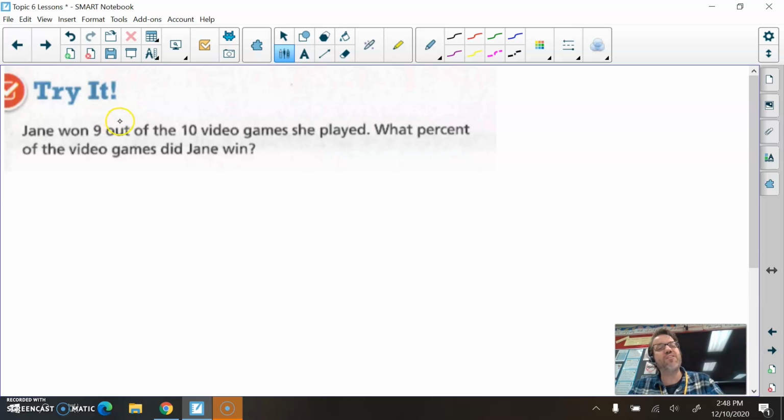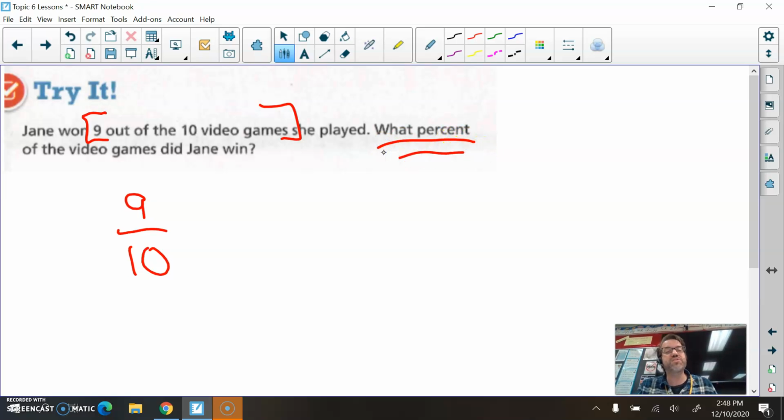Whenever you have a comparison of numbers like this, you can write it in fractional form. 9 out of 10 video games she won. So I'm going to write it so it looks like a fraction. 9 out of 10 video games that she played, she won. What percent is this? Anytime you want to know the percent, if you can figure out what it is out of 100, then your job is going to be pretty easy here.